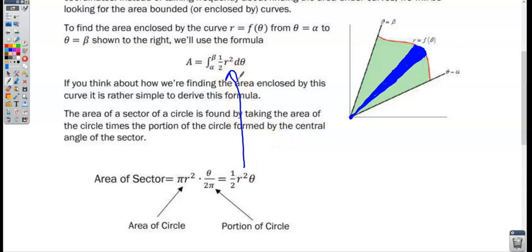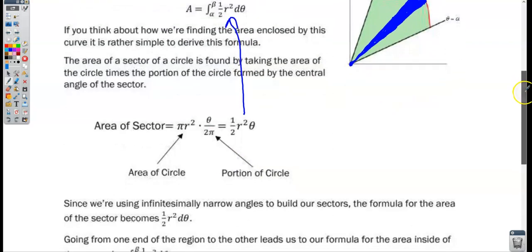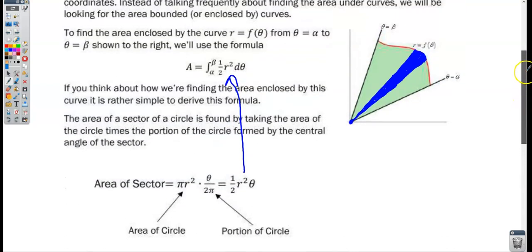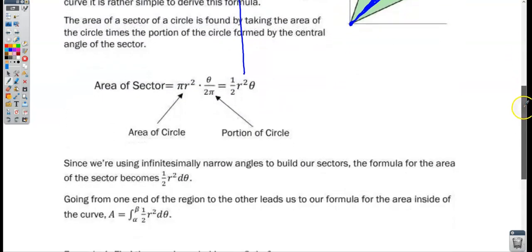The only difference here is, instead of this being r squared theta, it's r squared d theta, and the reason why is because we're subdividing this up into infinitely narrow circular sectors, and so the angle down here is a small increment of theta. It's the change in theta instead of this actual angle that we use in the sector formula. And then we go from one end of the region to the other, and that gives us the area inside of that curve.